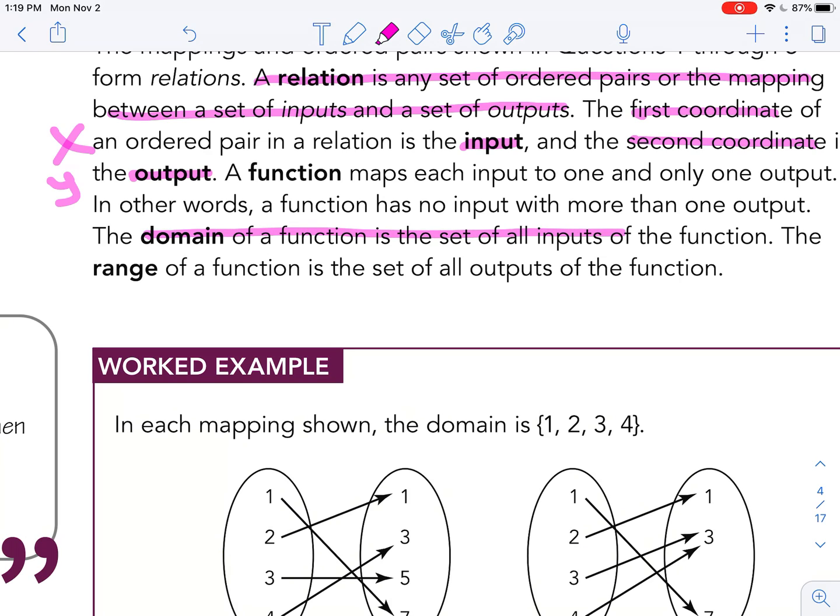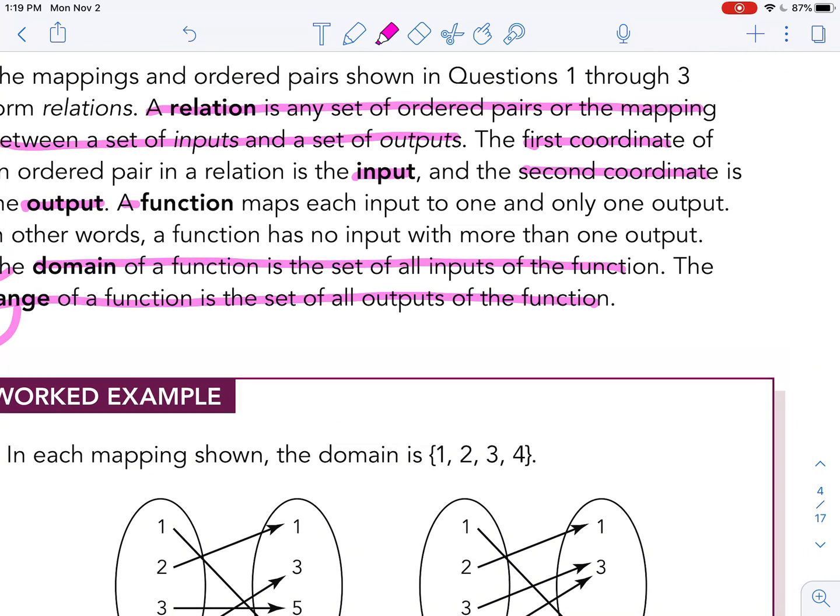Now, before I go over function, I'm going to come down here. The domain of a function is the set of all input values. So, guys, that's the x values. Range is the set of all the outputs. Those are all of the y values. Okay, so a function maps each input to one and only one output. This is super important to know.